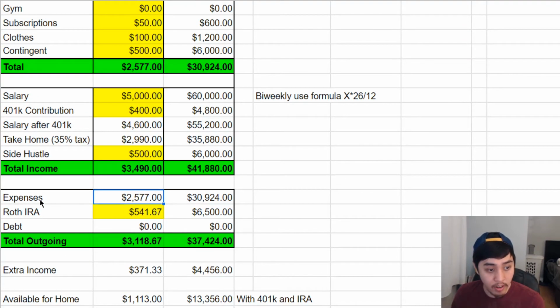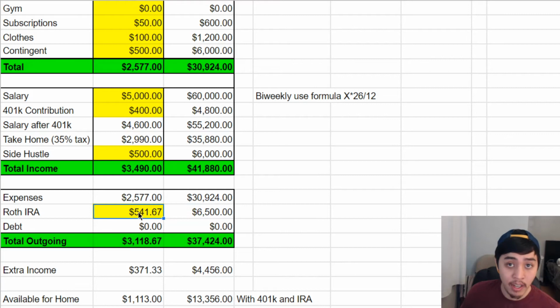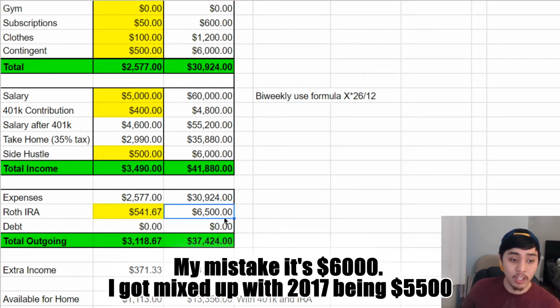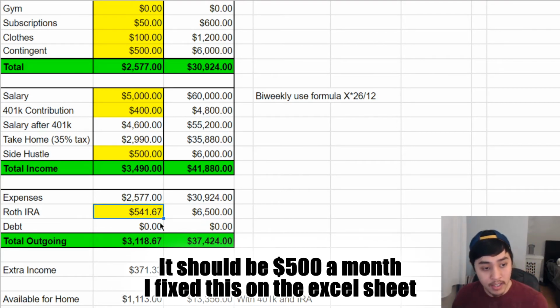For the next category, it's your total outgoing. This is a little different from just expenses, because you have your Roth IRA and your debt. So that becomes your total outgoing. For the Roth IRA, you should always want to max it out. I would probably max it out before even saving any money, because this money you can pull out anytime, and it's invested and it's tax-free. So the max amount for a single income is $6,500. So that's what I put. $6,500 divided by 12 is $541.67.